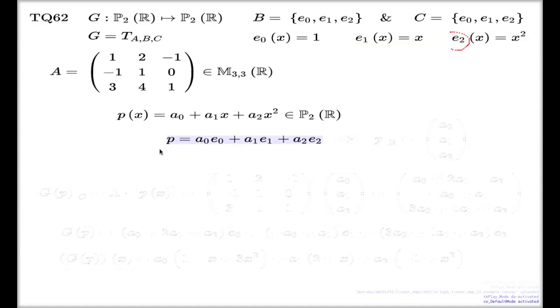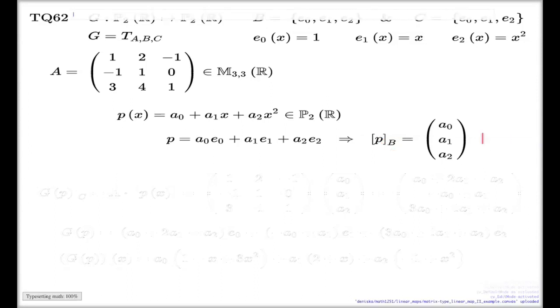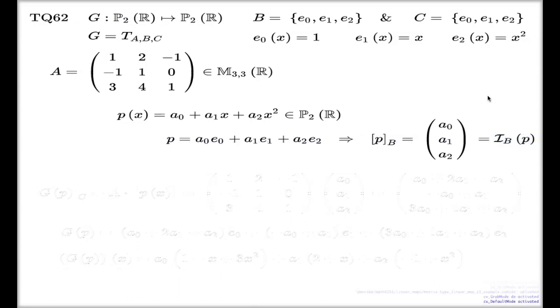This is a linear combination of basis vectors with the coefficients A0, A1, A2, which means that the coordinates of my P with respect to the basis B are A0, A1, A2. You can equally say, using my new notation, that the same triple of numbers is the I sub B of P. That's another good way to say it. So it's the first stage of my map. Remember, my map consists of 3 stages. That's the first stage. Now, the second stage is here.